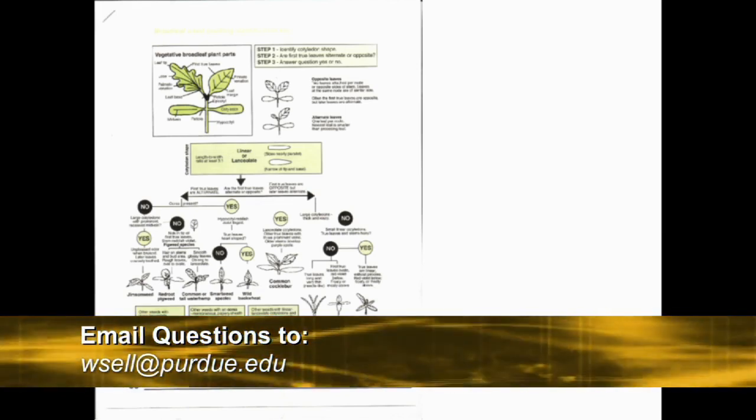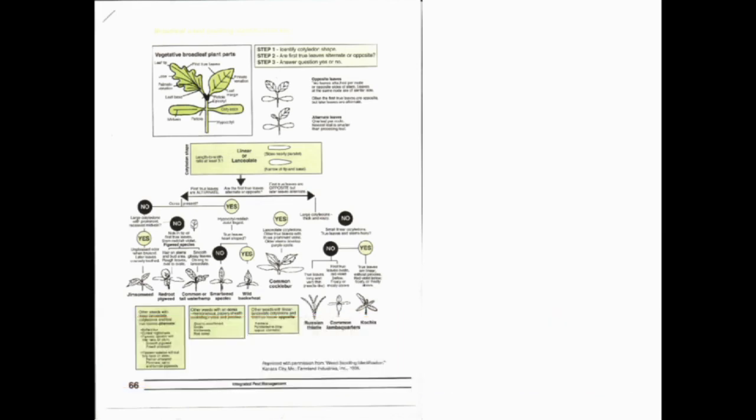So we passed out this weed ID key. Probably doesn't show up too well on the screen here, but we're just going to show an example of how to run through this identification key. In this case, on the screen, we have the broadleaf identification key, so page 66. This page and page 67, I believe, run together. For identifying broadleaf weeds, we look at the cotyledons first.